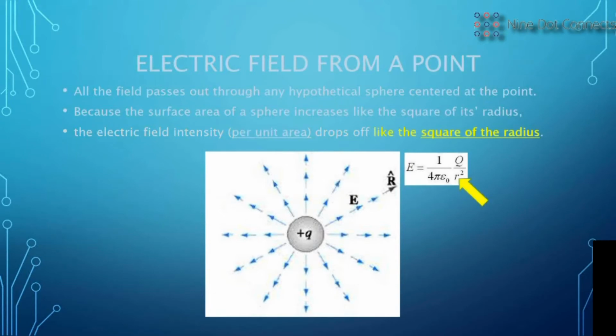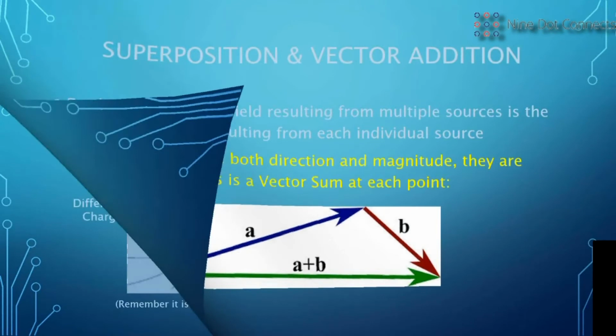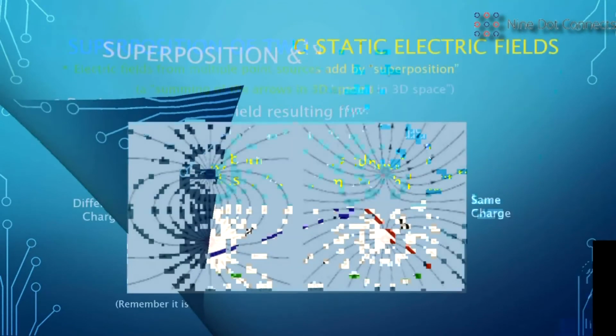This is important. In talking about what the effects from multiple charges are, we have to add them together. For linear fields, of which electric and magnetic fields are linear, the field resulting from multiple sources is merely the sum of the fields resulting from each individual source. However, electromagnetic fields have both direction and magnitude, hence they are called vector fields. And the vector sum is what we need at each point, which means we're actually doing an addition of the arrows. Superposition of two static fields is added by summing the arrows in three-dimensional space. Note that this gives rise to the classic curved field shapes that we see for the sum.